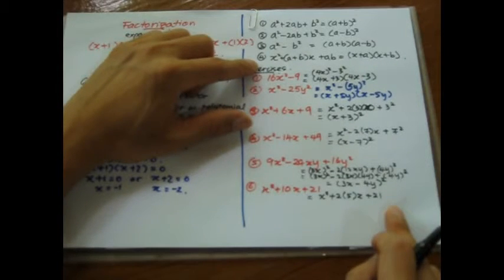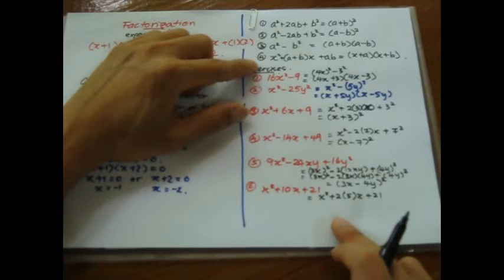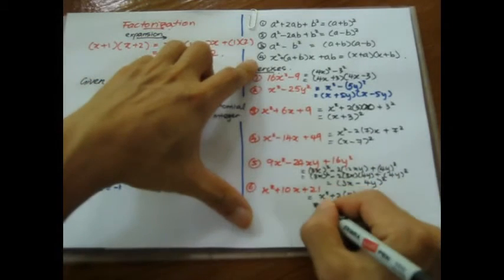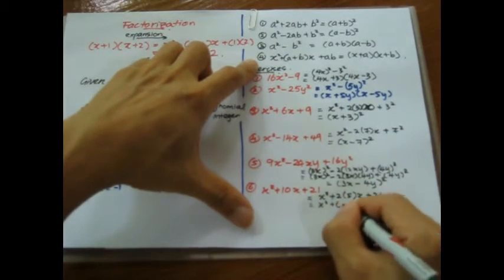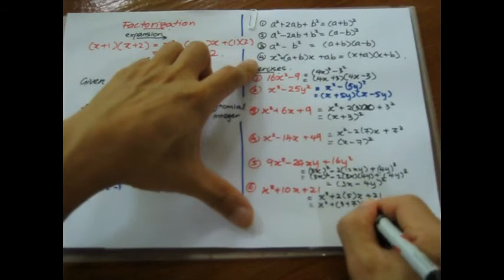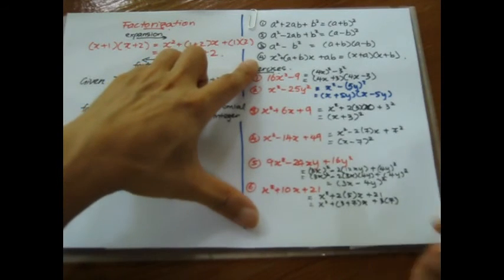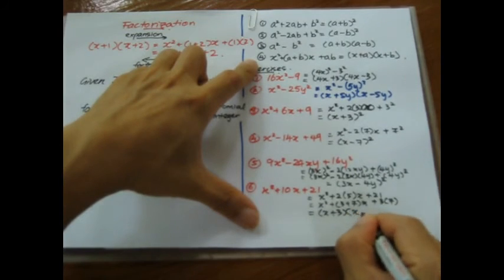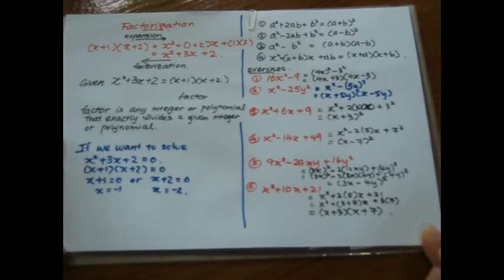So I need to think about two numbers that multiply together to give me 21 and add together to give me 10. Can you guess those two numbers? Very good. 3 and 7. So let's try that. That's going to be x squared plus 3 plus 7 times x plus 3 times 7. This is form number 4. So the answer to this is x plus 3 times x plus 7. Right, so I have done my factorization.